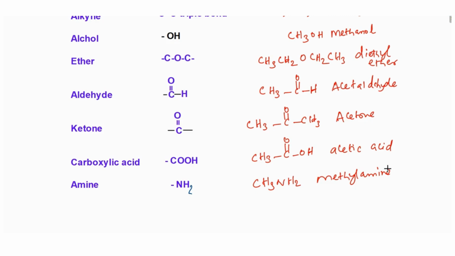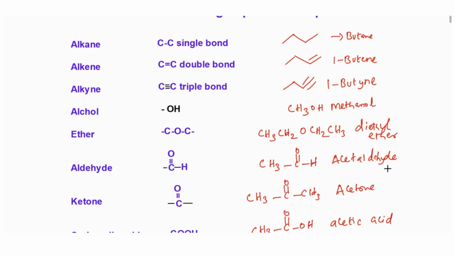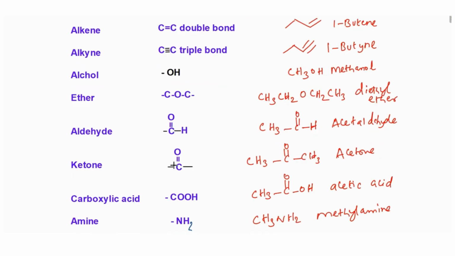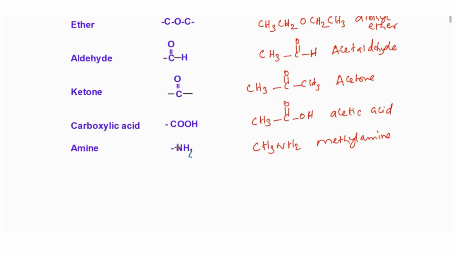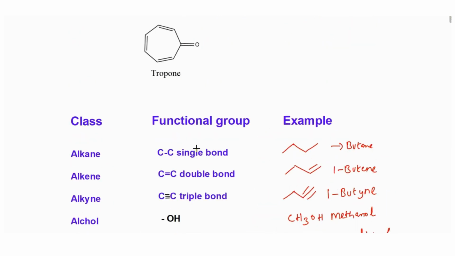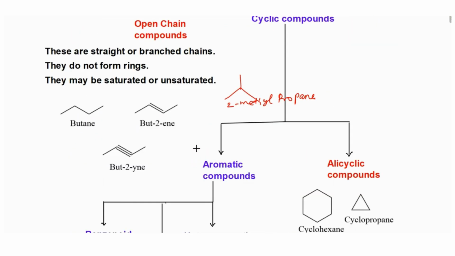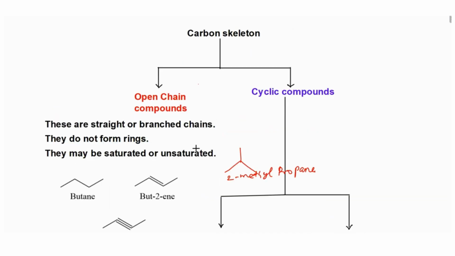So these are some different functional groups, and these are the main characteristics. OH means alcohol, C-O-C ether, C double bond O-H aldehyde, C double bond O ketone, then carboxylic acid and amine, NH2. So these are based on functional groups, and the first category is based on the carbon skeleton.